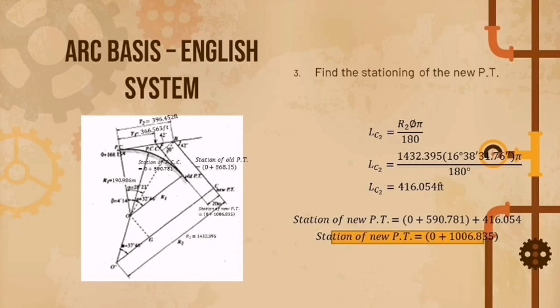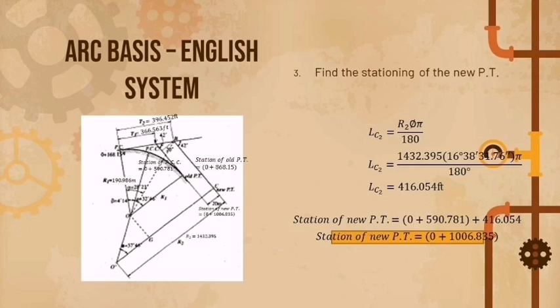And for the station of PCC, it is 0 plus 168.15 plus the LC1, which is 422.631 feet. So if we add and compute them, station of PCC is 0 plus 590.781. And for number 3, find the stationing of the new PT. So LC2 or the length of curve 2 equals radius 2 theta pi over 180. Again, substitute the given values, and after computing that, we will get the answer of 416.054 feet.